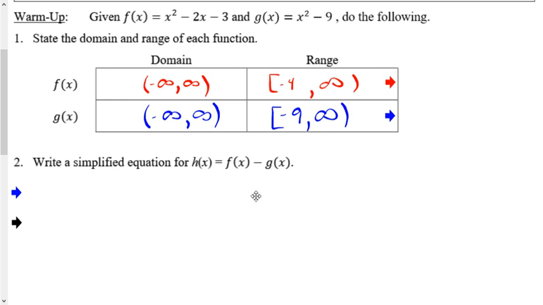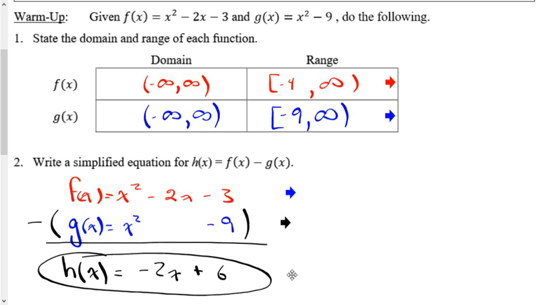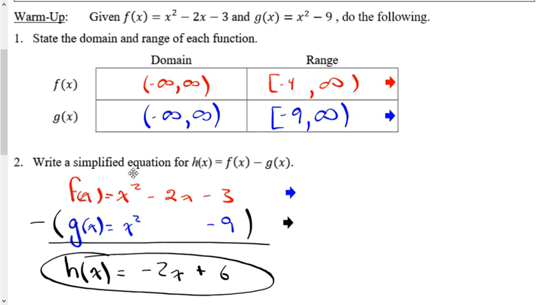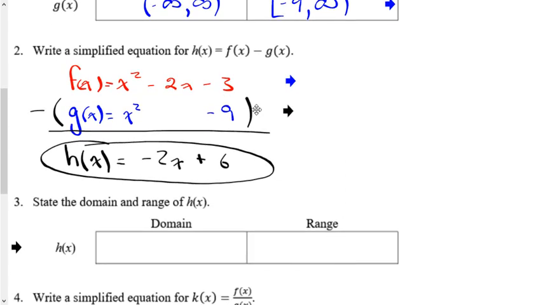As you look at the simplified equations, when we subtract, what I did was I wrote f of x over g of x, and then I lined up the like terms just to make life easier for myself, and then subtracted. The x squareds cancel out. -2x minus nothing is -2x. -3 minus a -9 gave me a +6. You could do this all in one line, but I thought it would be easier on my head just to do it by aligning the terms like this.